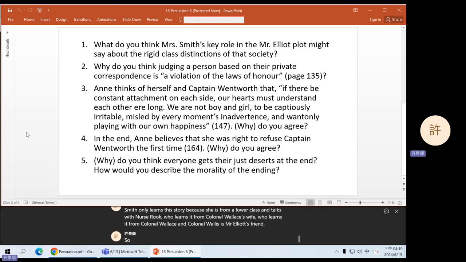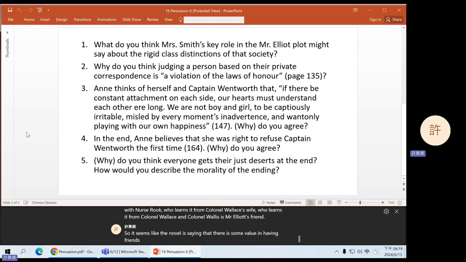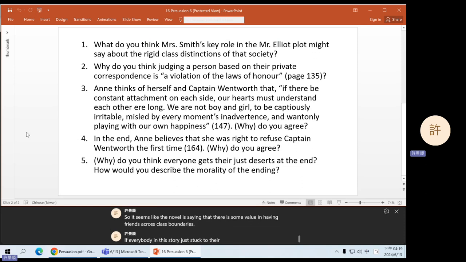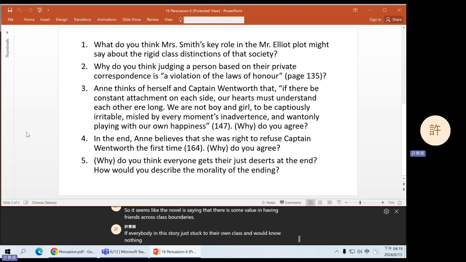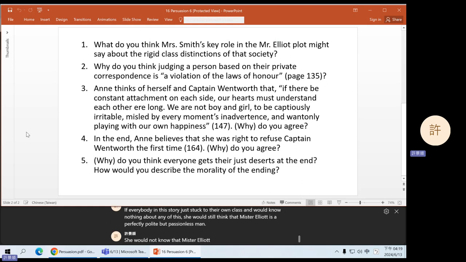So it seems like the novel is saying that there is some value in having friends across class boundaries. If everybody in this story just stuck to their own class, Anne would know nothing about any of this. She would still think that Mr. Elliot is a perfectly polite but passionless man. She would not know that Mr. Elliot is a wolf in sheep's clothing. So it seems like Jane Austen is saying, you know, it can be good to cross class boundaries. We shouldn't all be so arrogant about our class.